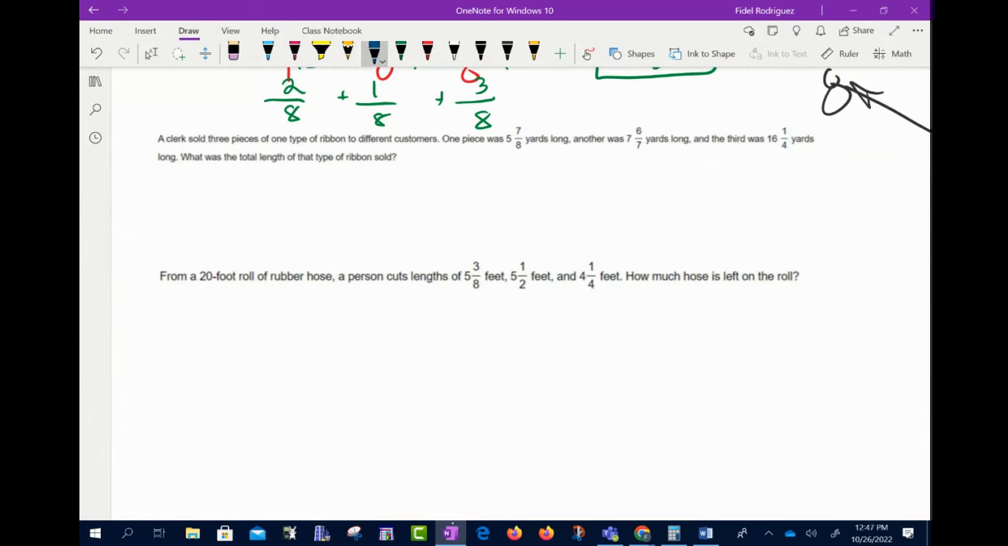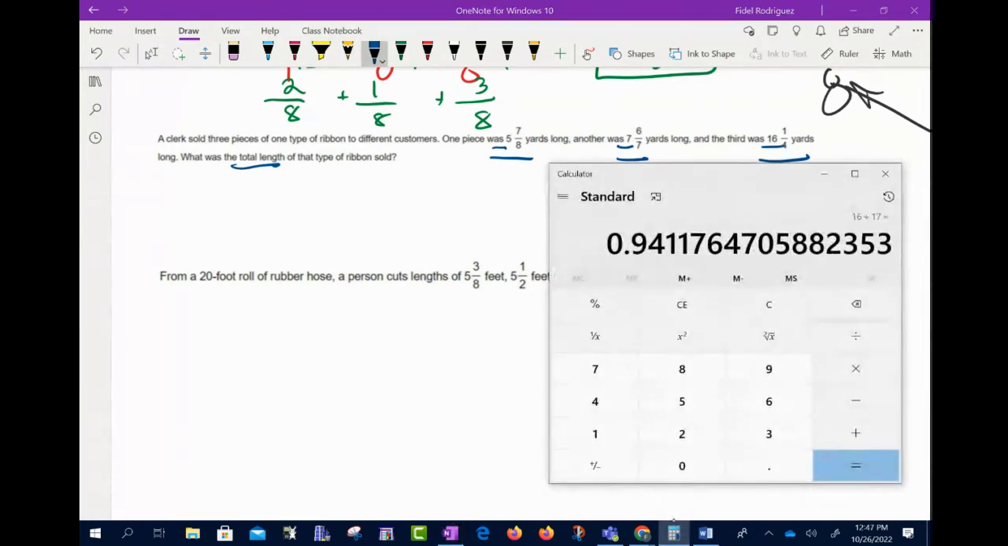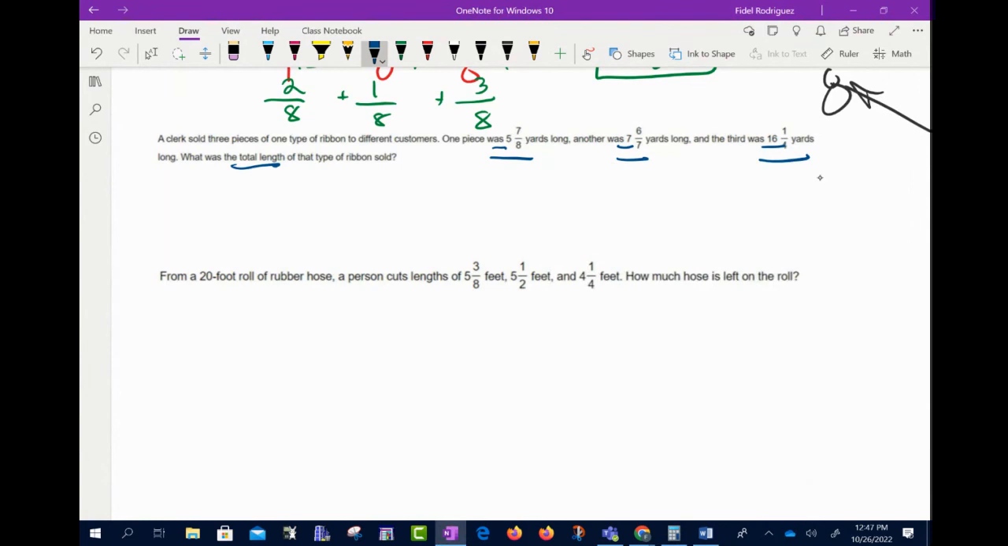So y'all, if we're looking for the total, we're just going to add those numbers together. Okay. So let's do the easy breezy CoverGirl part first. Let's add 5 and 7 and 16. So I'm just going to go 5 plus 7 plus 16. Okay, so far I got 28. Now, I still need to add those fractions, though. So look, 7/8 plus 6/7 plus 1/4.